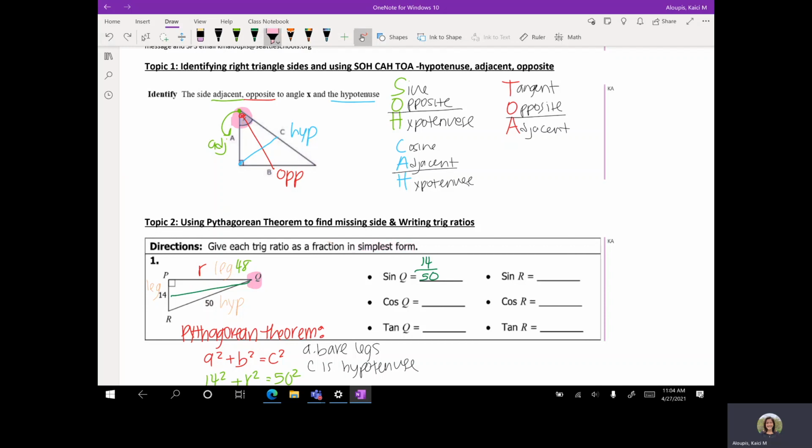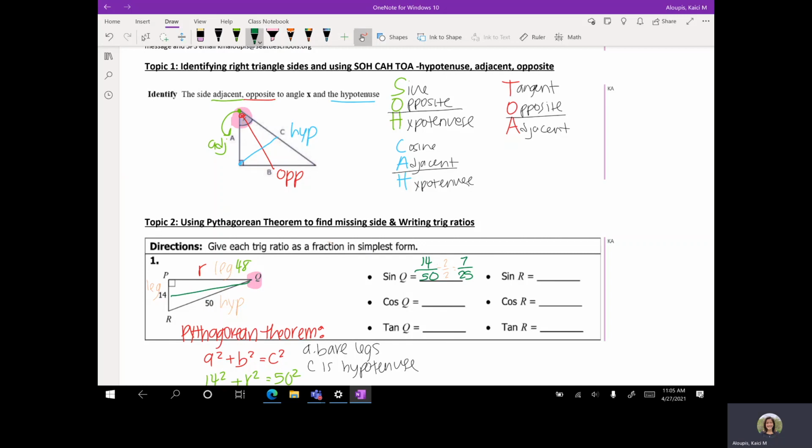And I know that 14 and 50 can be reduced by 2 because they're both even numbers. So I'm going to factor out 2, or I'm going to divide both my numerator and denominator by 2. 2 over 2. And that'll be equal to, well, 14 divided by 2 is 7. 50 divided by 2 is 25. So that's the value of sine of Q.